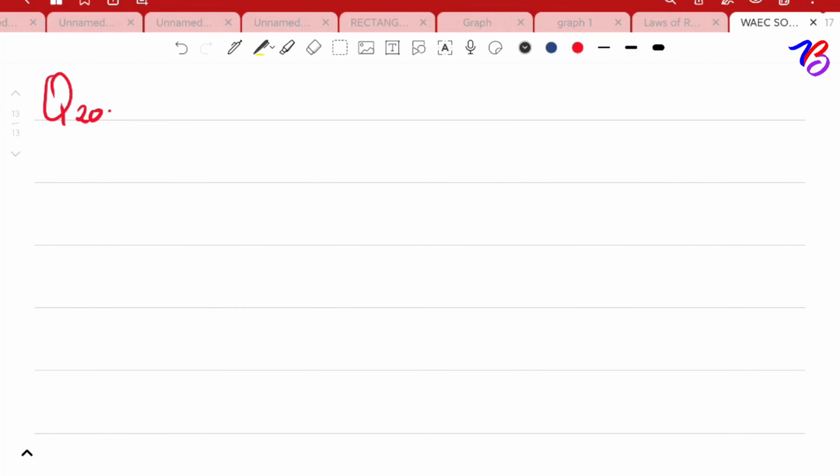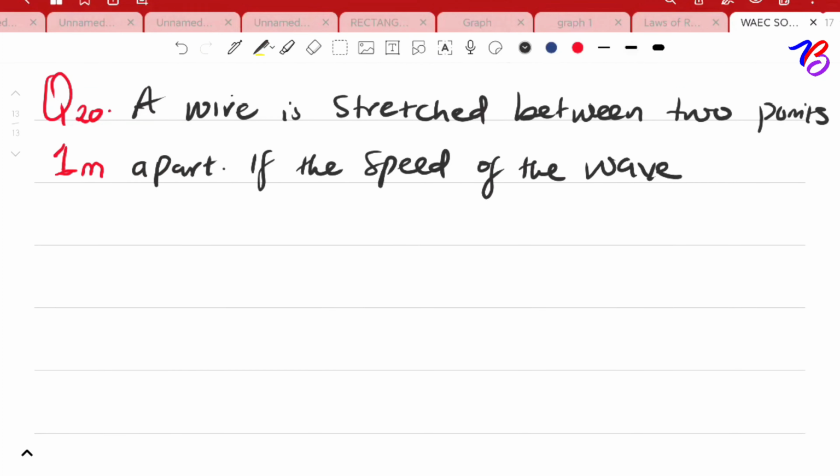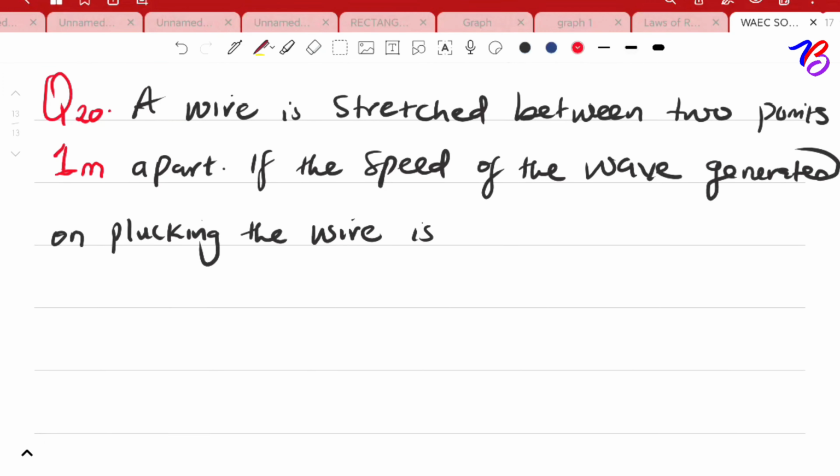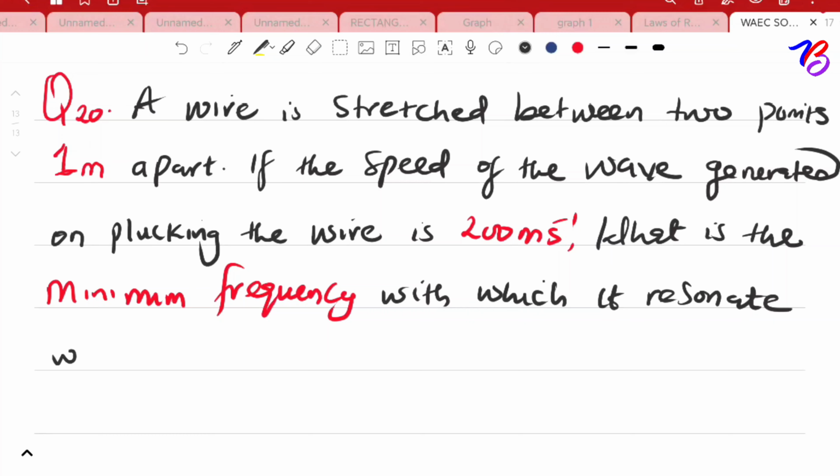Alright guys, this next question is under resonance in sound wave. A wire is stretched between 2 points 1 meter apart. If the speed of the wave generated on plucking the wire is 200 meters per second, what is the minimum frequency with which it resonates with the wire?